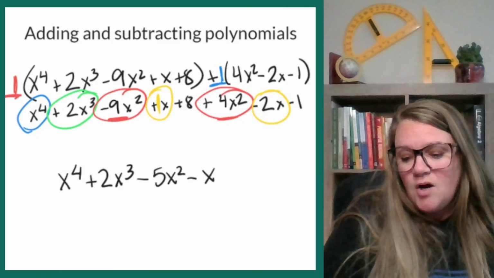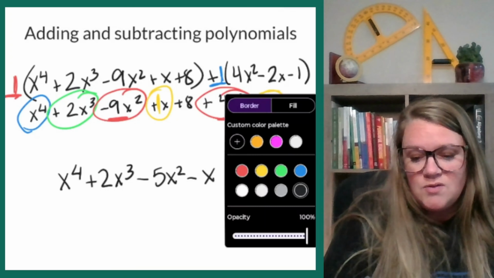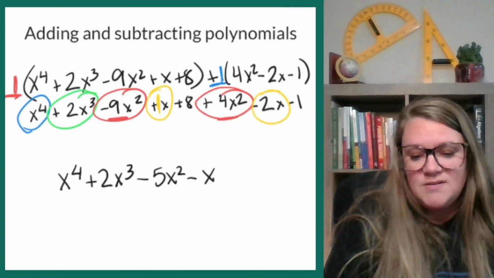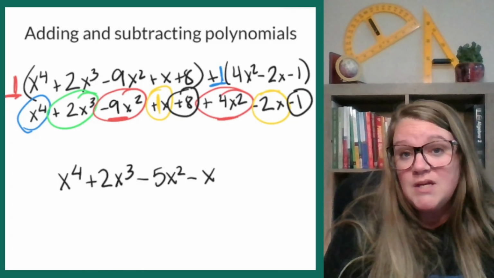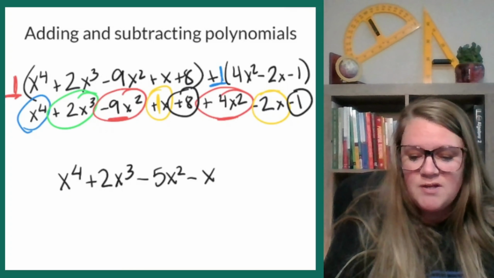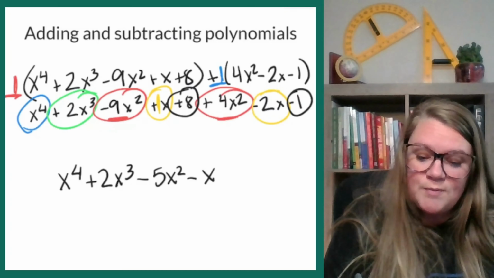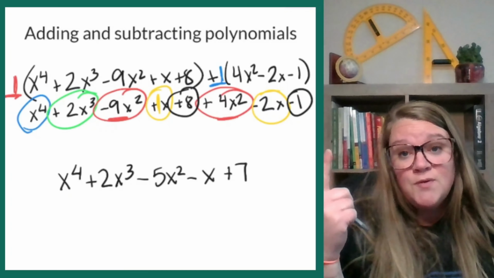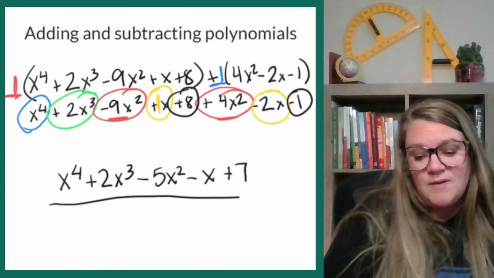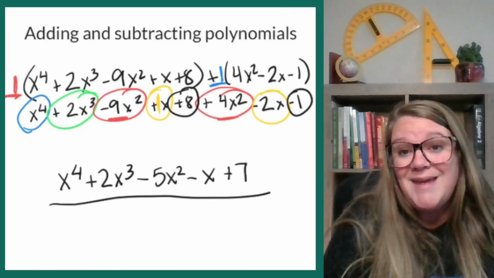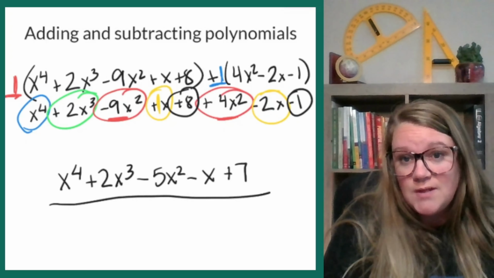And lastly are my constant terms. So that is going to be my plus 8 and my minus 1 at the end. And if I combine those, I'm going to get a positive 7 or a plus 7, which is what our constant term will be at the end. So we distributed, and then we just combine any of our like terms, and this right here is my final answer. That's what I get when I add these two polynomials together.